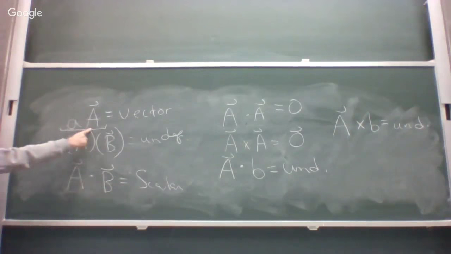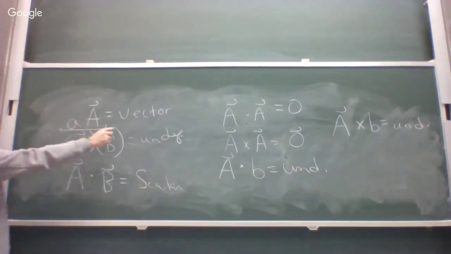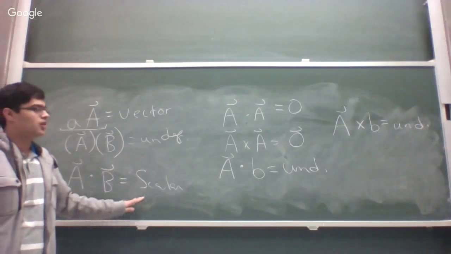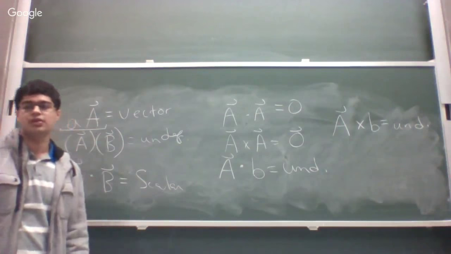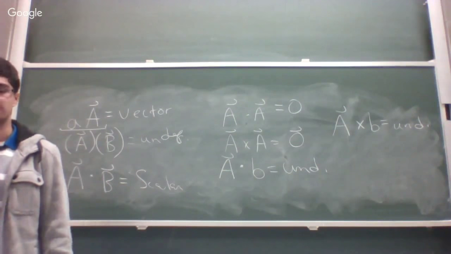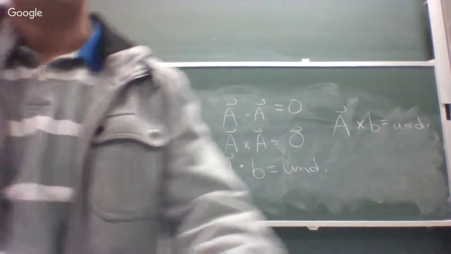Remember, a scalar component multiplied by a vector is still a vector. A vector dotted with a vector is a scalar. And a vector crossed with a vector is what? A vector still. So I'll do practice problems with those.